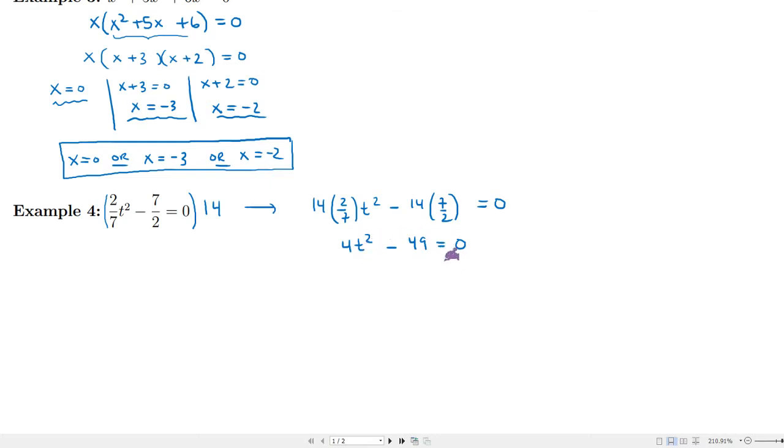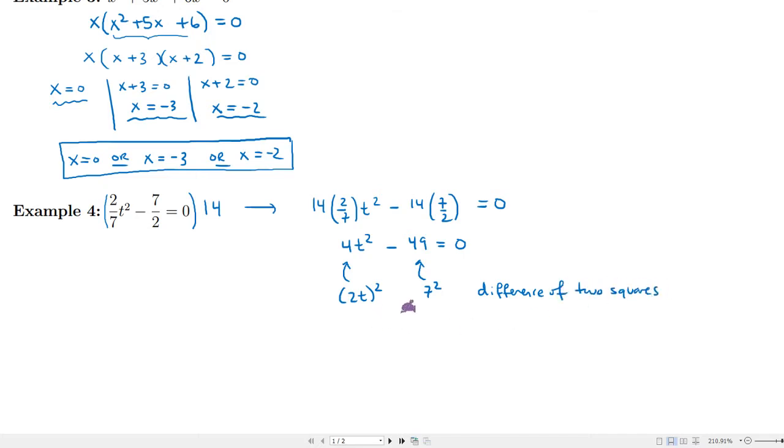Now this looks much better because what do we have? We have no middle term, right? We have a 4t squared and we have minus 49. So we have no middle term, which indicates that maybe this is a difference of two squares. Do you recognize that this right here is actually 2t squared? 2t times 2t would be 4t squared, and 49 is 7 squared. So indeed, we do have a difference of two squares.